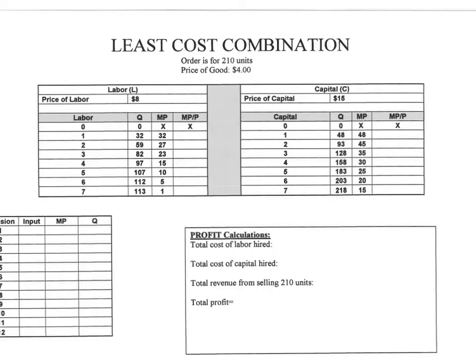All right, moving on to least cost combination. So in this case, the dynamic works a little bit different. You're trying to find the least cost combination of hiring, in this case, labor and capital, in order to fill the order for 210 units. So your company gets hired and they have an order come in for 210 units, and you're trying to find the cheapest way possible because your total revenue in this case is going to be fixed. So your total revenue is guaranteed to be $840 from selling 210 units at $4 a good. So you have to decide what the cheapest way of producing it is, so that way you as the entrepreneur have the most amount of profit.